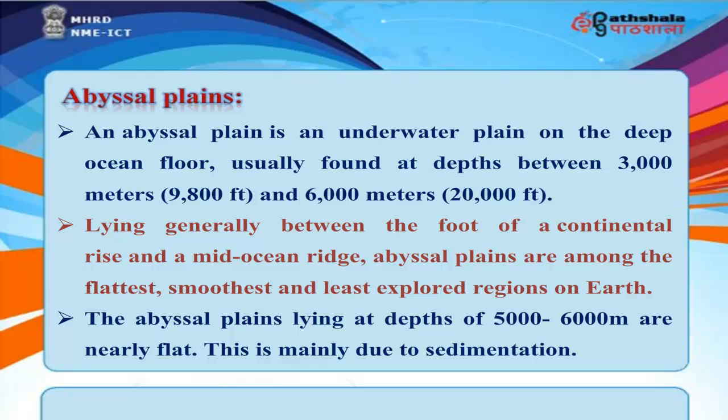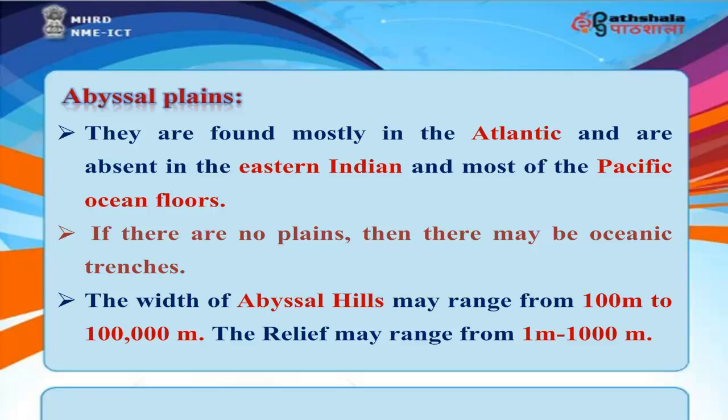The abyssal plains lying at depths of 5,000 to 6,000 meters are nearly flat. This is mainly due to sedimentation. They are found mostly in the Atlantic and are absent in the eastern Indian and most of the Pacific Ocean floors. If there are no plains, then there may be oceanic trenches. The width of abyssal hills may range from 100 meters to 1 lakh meters. The relief may range from 1 meter to 1,000 meters.